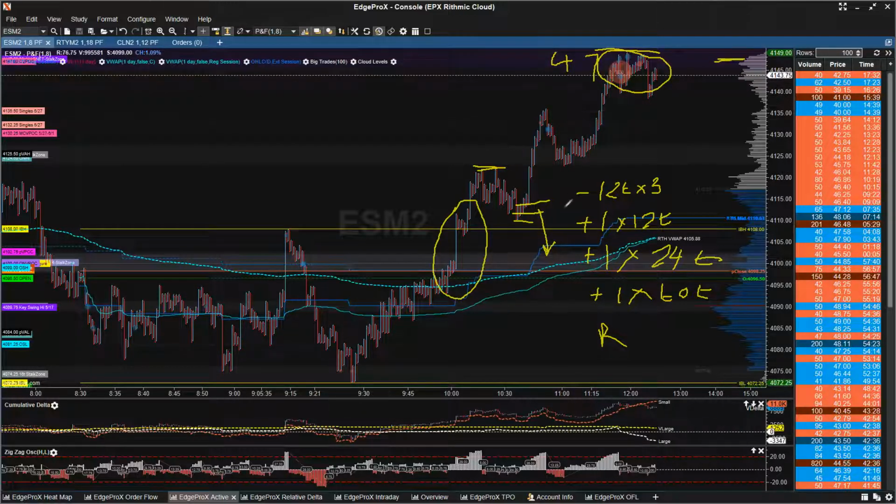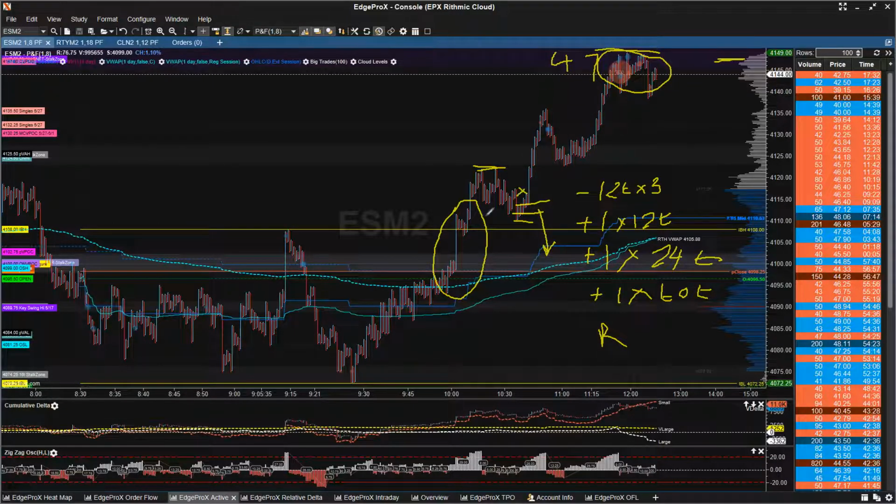At 4110, the first scale is going to be 17, so that's 7 points on 3 points of risk. The second is right at the 22 because you have a double top here. It's likely to be breached, so it'll be 22. And so that's 12 points off. So we've gotten 7 points and 12 points. That's 19 points on 2 contracts. And then we're left with one more contract.